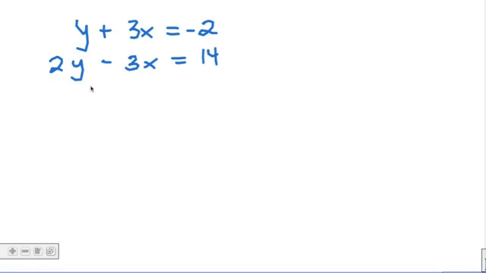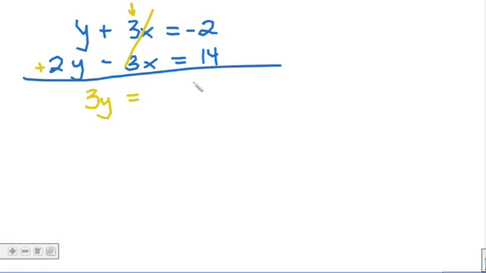I have y plus 3x equals negative 2. Then I have 2y minus 3x equals 14. All right, do I see one that I can eliminate right away? I do, the x's right here. Because positive 3x, take away 3x, cancels out, leaving me with the rest. So I have 1y plus 2y gives me 3y. And the reason I know to add is because there's no negative in front of this 2y, which would mean to subtract. So we always know it's positive, so you just add.